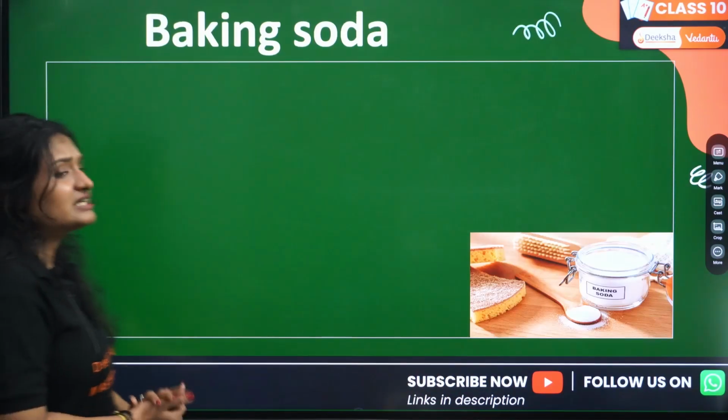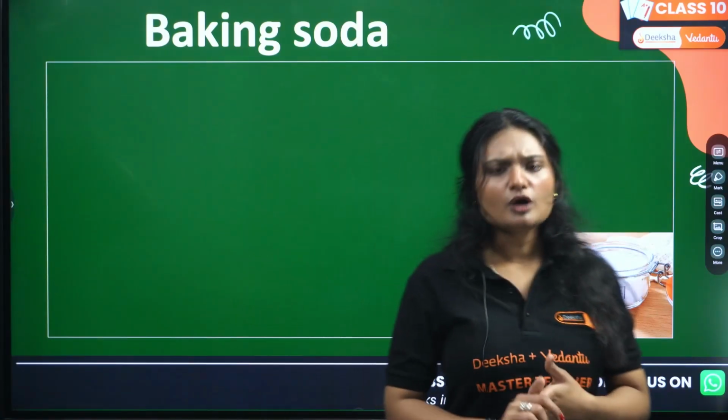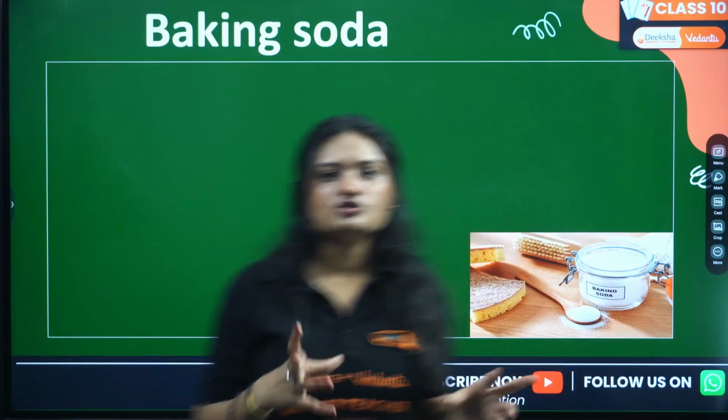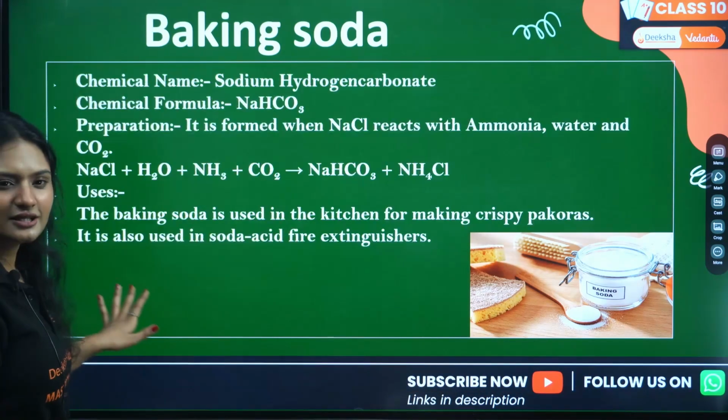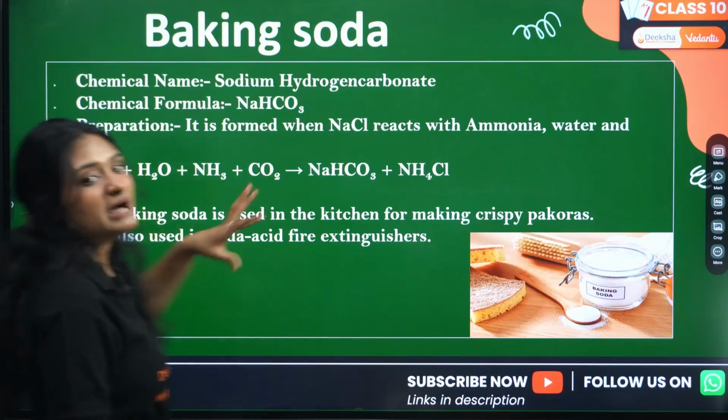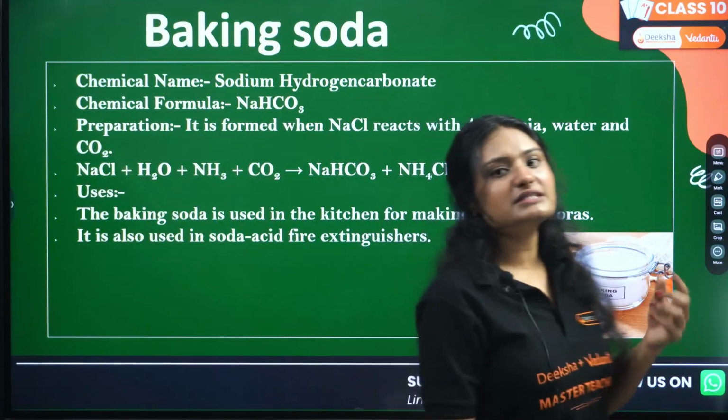Moving on to the next salt, baking soda. What is baking soda? Where do you use baking soda? We use it to make pakoda, right? We use it for baking purposes, right? No, we use baking powder for baking purposes. Okay, it is sodium hydrogen carbonate. The chemical formula is NaHCO3.